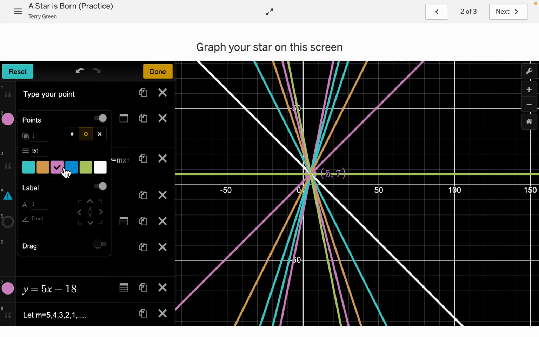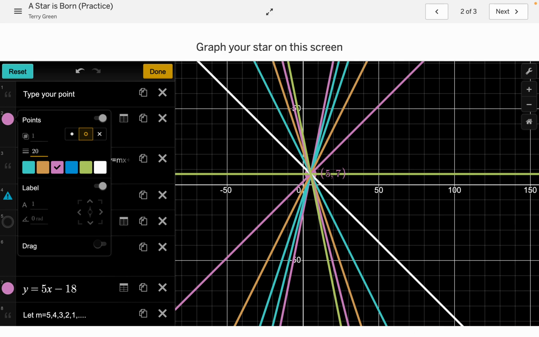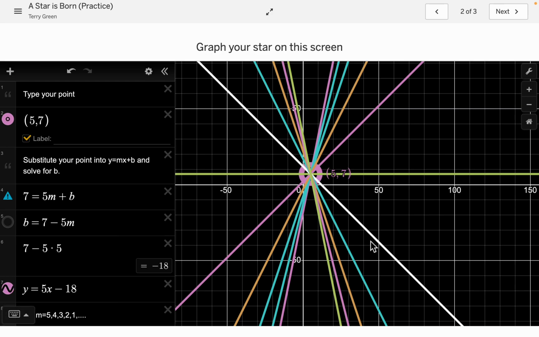It's kind of hard to see. Maybe I'll make it 40. Oh, 240 is too big. But either way, you still get a star, okay? Let's make it like 40. So, there. Of course, if you want to make it bigger, it's fine. It's just that you're making a star. And that's how you make a star, okay, with any point.